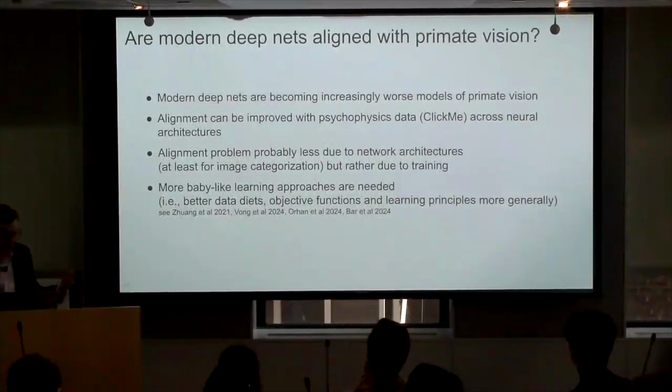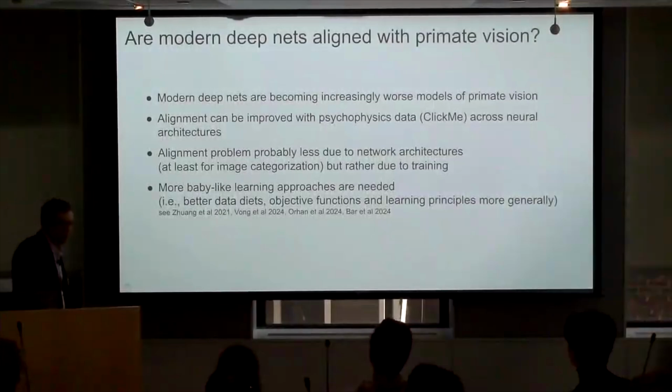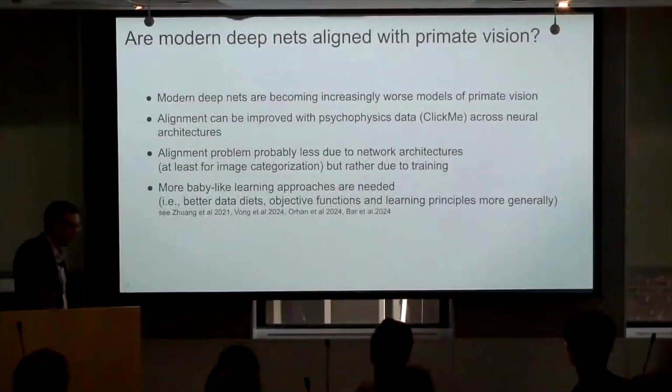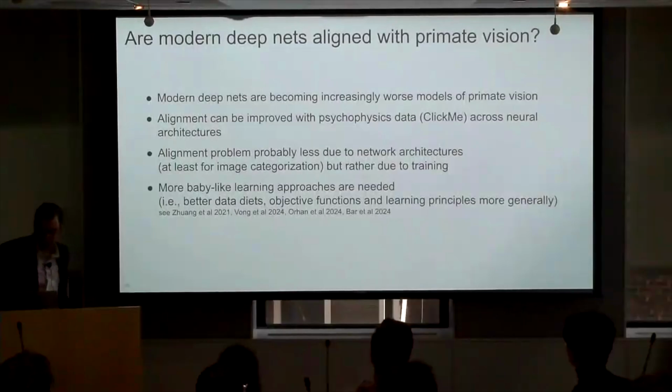So our key assumption here, and it's probably not going to surprise anyone here, is that we need to rethink the way we train our models. That certainly ImageNet and more generally single image classification is probably not the way to go. So, yep.